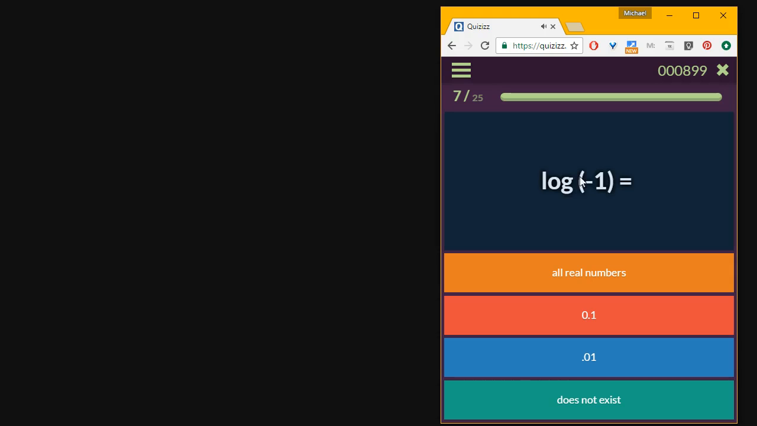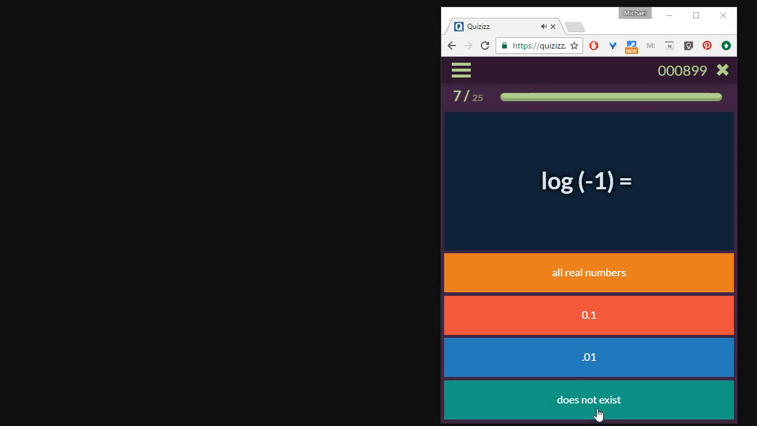And there's a special name for this type of log. Do you know the name? I'm going to tell you in a second. Pause the video. Okay, the name of this type of log with a base 10 is called common log. And so we have to ask ourselves, 10 to what power gets us -1?